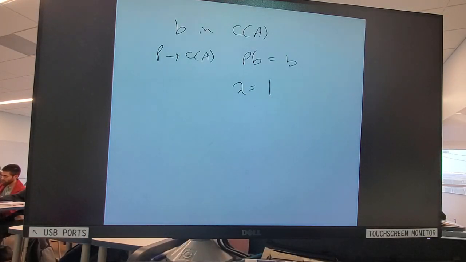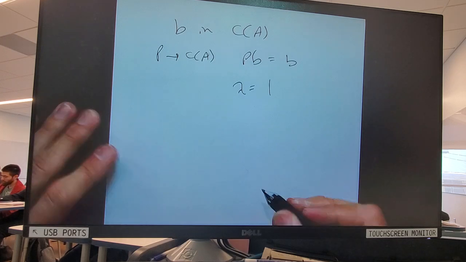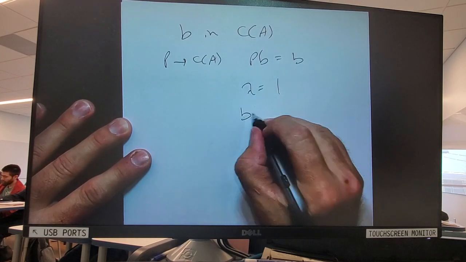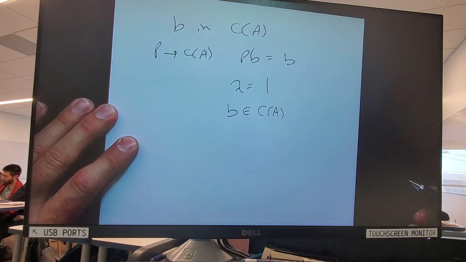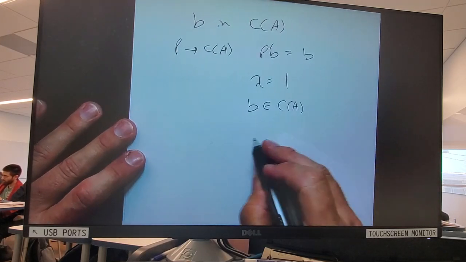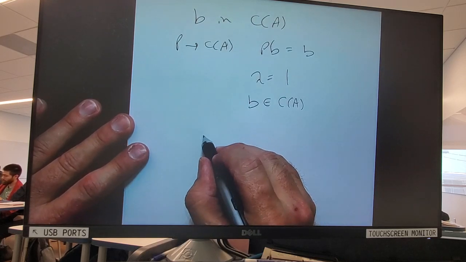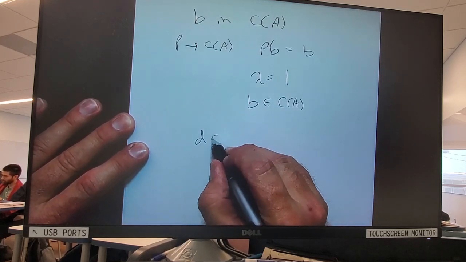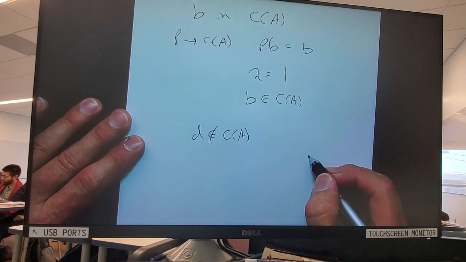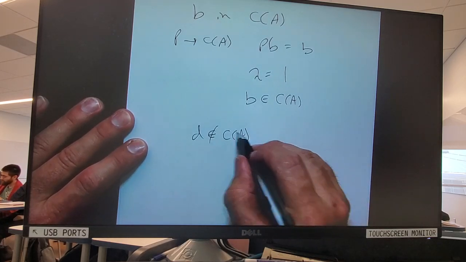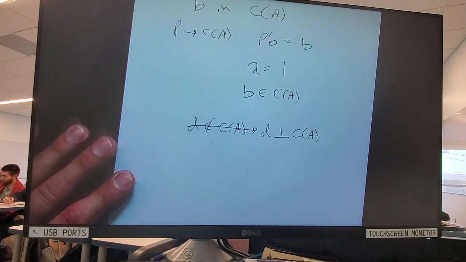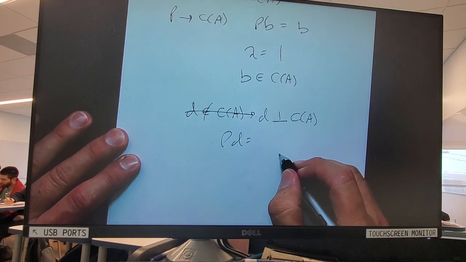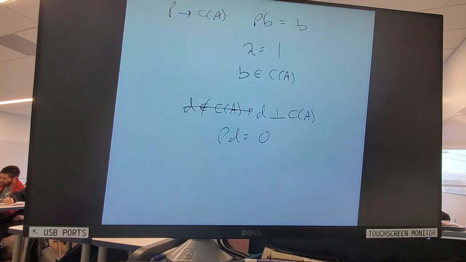So this is one example of something we just saw in the wild. So lambda equals 1 goes with vectors B that are an element of the column space, yes? Now, in the same situation, what if D is not in the column space of A? In fact, even better, what if D is orthogonal to the column space of A? What is PD? 0.